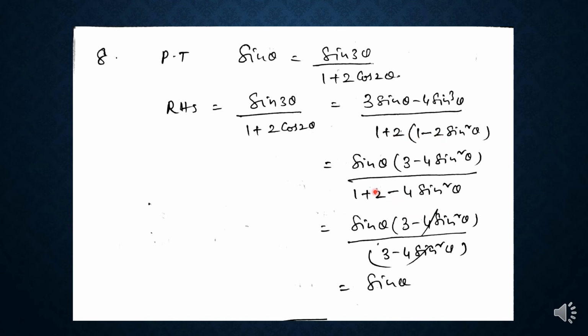So by taking sin theta as common in the numerator, that is sin theta into (3 minus 4 sin square theta), divided by, this becomes 2 plus 1, 3 minus 4 sin square theta. So by cancelling 3 minus 4 sin square theta in the numerator and denominator, we will get sin theta, which is equal to RHS.